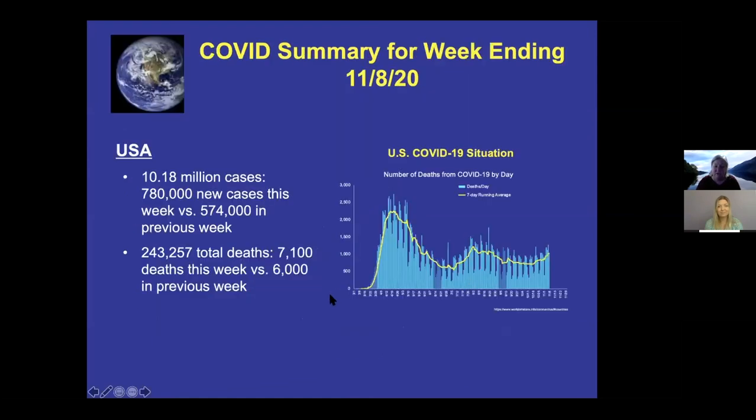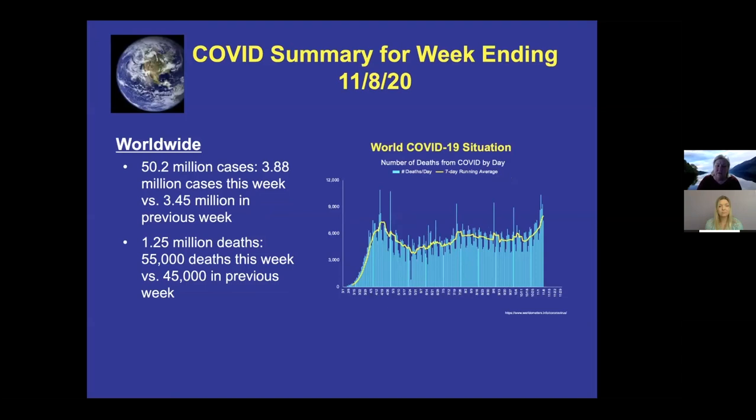If you look at the US, there are now over 10 million cases. So that happened this week, hitting that point. This past week, there were 780,000 new cases compared to 574,000 the previous week. 243,257 total deaths. There were 7,100 deaths this past week, about 1,000 deaths a day, compared to 6,000 deaths in the previous week.